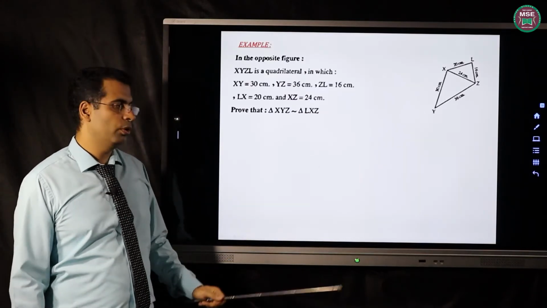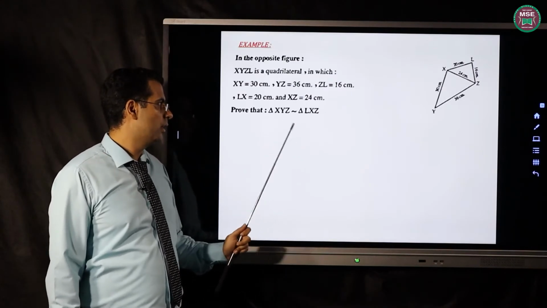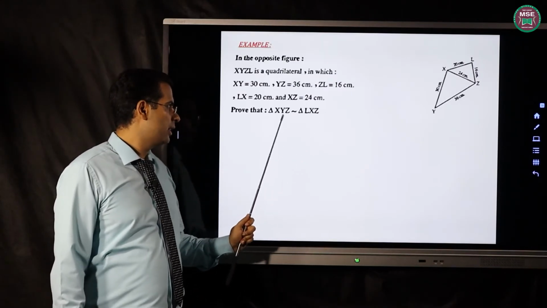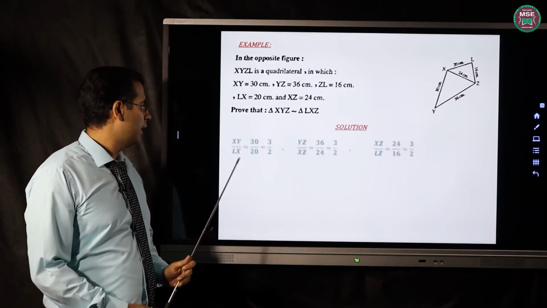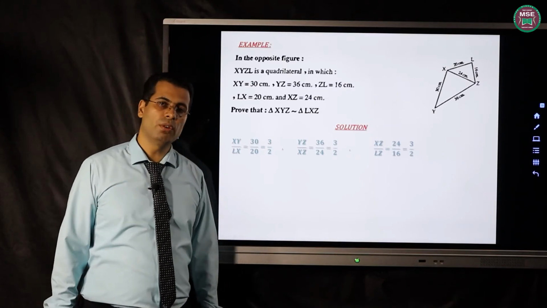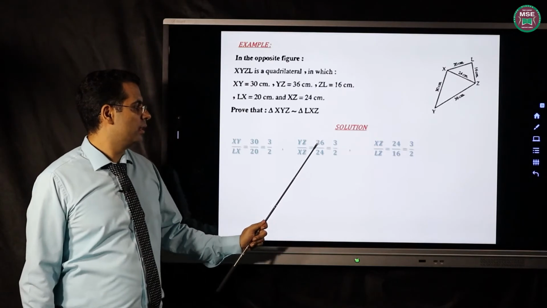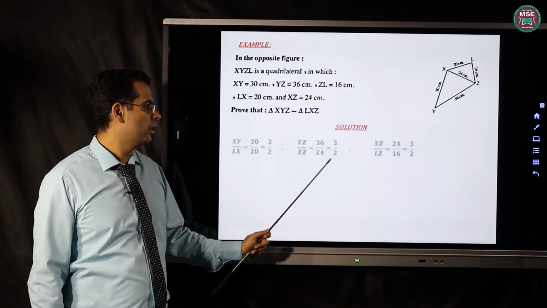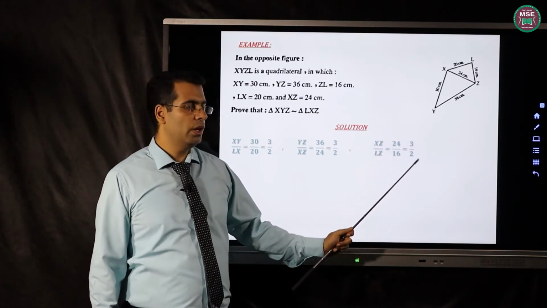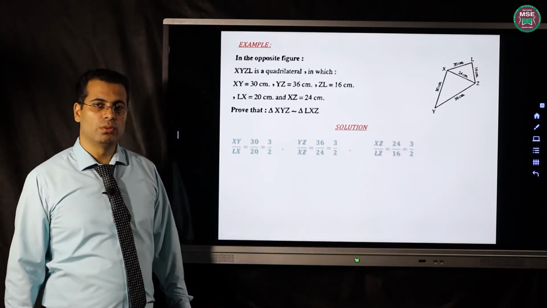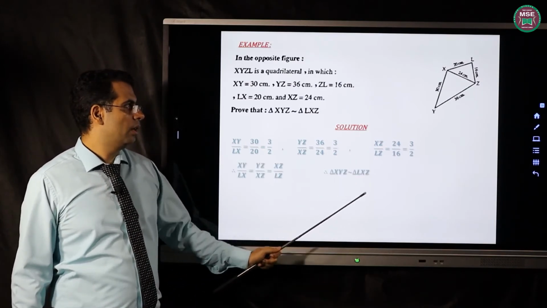Okay? It's preferred to find the corresponding sides from the letters: XY over LX, YZ over XZ, XZ over LZ, and substitute. XY over LX equals 30 over 20, in simplest form equals 3 over 2. Also YZ over XZ equals 36 over 24, also equals 3 over 2. And XZ over LZ equals 24 over 16, equals the same ratio, which is 3 over 2. Then the 3 sides are proportional. Therefore, the 2 triangles are similar.